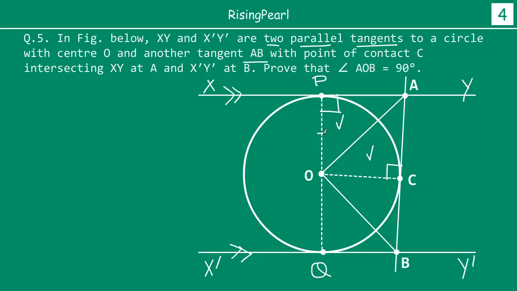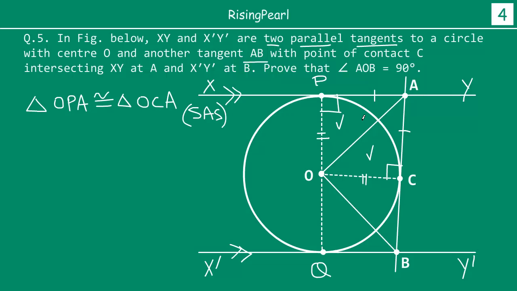Also we know that this is the radius of the same circle, and that AP is equal to AC because they are two tangents from the same point A on the circle. So again we can say that these two triangles are congruent, in this case by the side angle side rule, SAS. So we say that triangle OPA is congruent to triangle OCA by the SAS congruence rule.